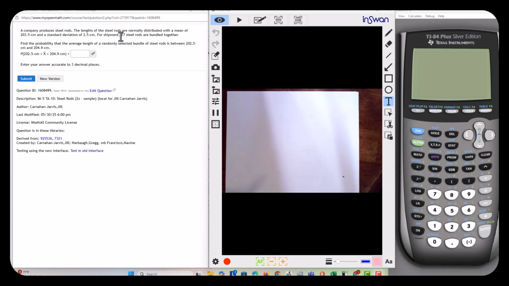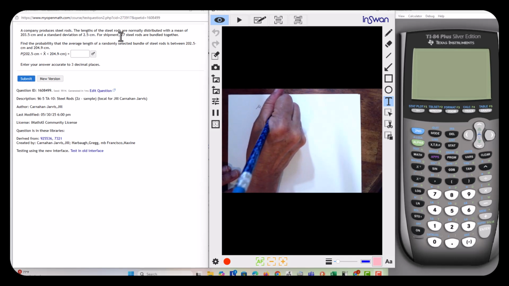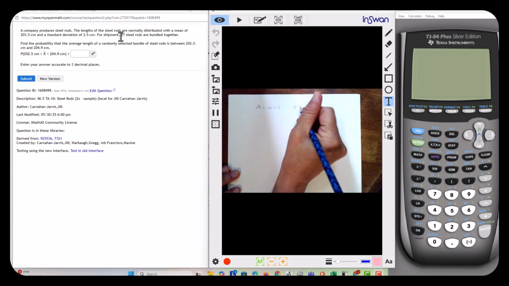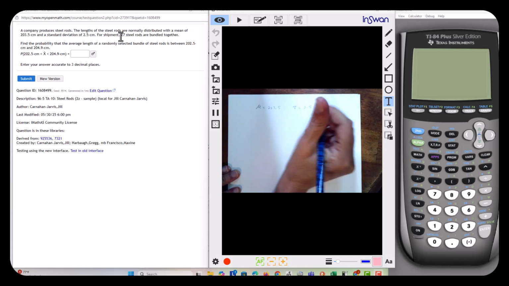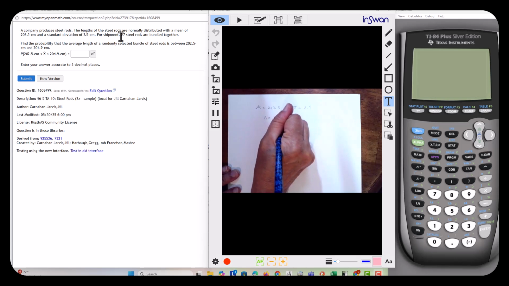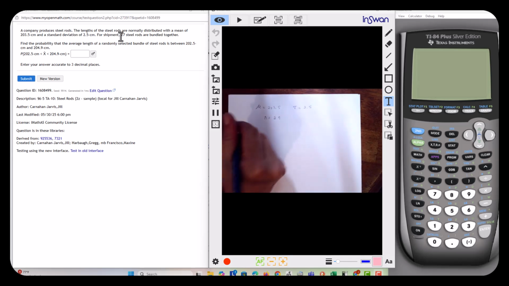27. So let's write down what we're given. We're given that mu is 203.5. Standard deviation sigma is 2.5. And n is equal to 27. Okay, again, because it told me it was normal, I don't have to worry about the sample size being greater than 30.